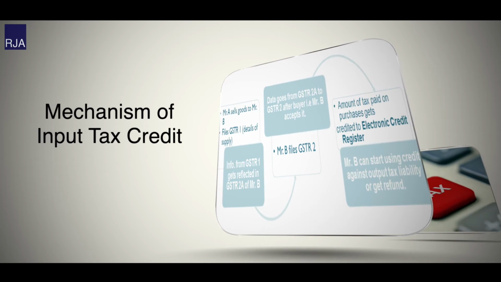Having discussed the meaning and eligibility for claiming ITC, we will now discuss the mechanism of ITC. Let's take an example and suppose that there is a seller Mr. A and a buyer Mr. B. Mr. B is buying certain goods from Mr. A and paying GST on the same. So Mr. B would be eligible to claim the amount of GST which they have paid on the purchases made from Mr. A. For this, Mr. A would be required to furnish his sales and tax invoices in GSTR 1.